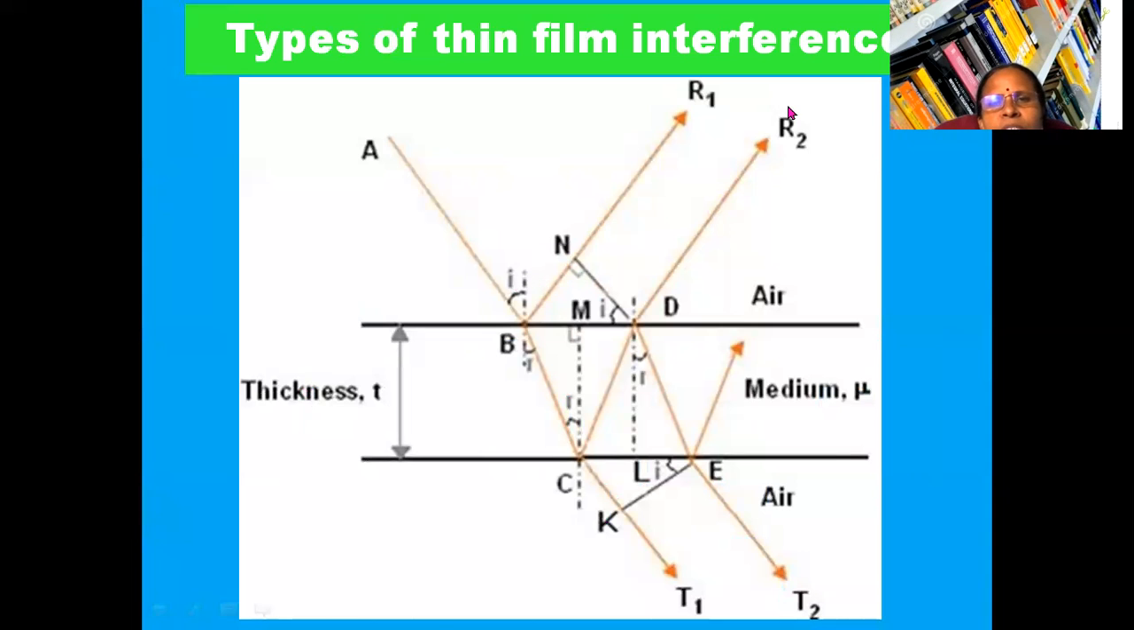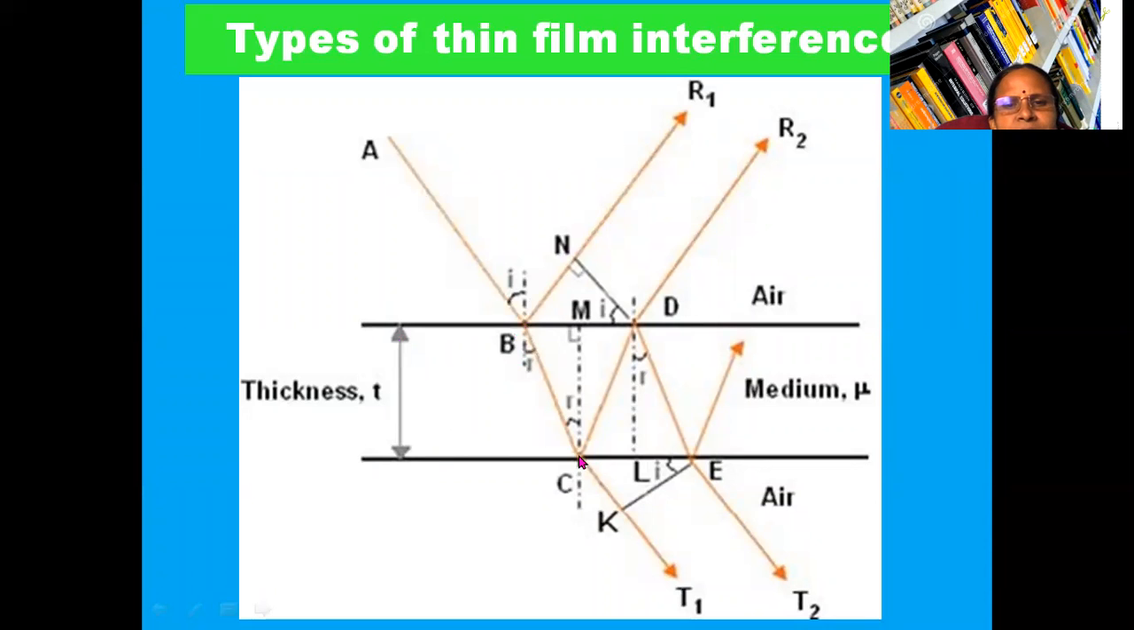Now we are going to consider the interference in thin film. This is the thin film. T is the thickness of this thin film, which is less than 1 millimeter, very thin, 1 millimeter or less than that. And this light is incident. AB is the incident ray, incident on this thin film. At this point B, what will happen? It is partly reflected along this ray R1 and partly refracted in the thin film.